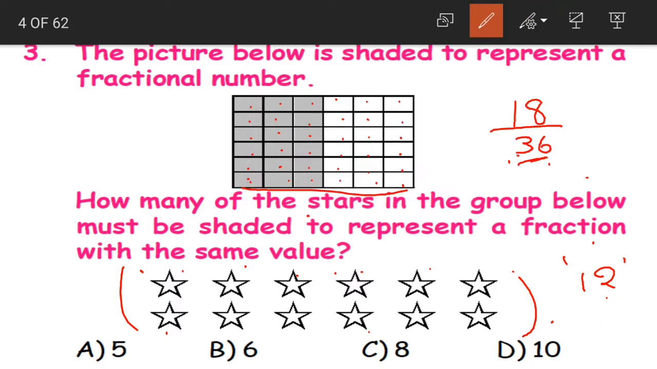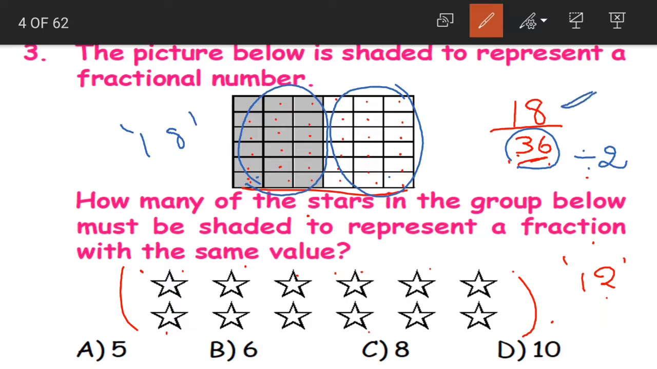If you observe carefully, half of the figure is shaded and half of the figure is not shaded. Yes, are you able to see the difference? See, in 36, what is the half of 36? When we divide 36 by 2, 18 will be our answer. That is the number of shaded parts. So from the total number of boxes, half of the boxes are shaded.